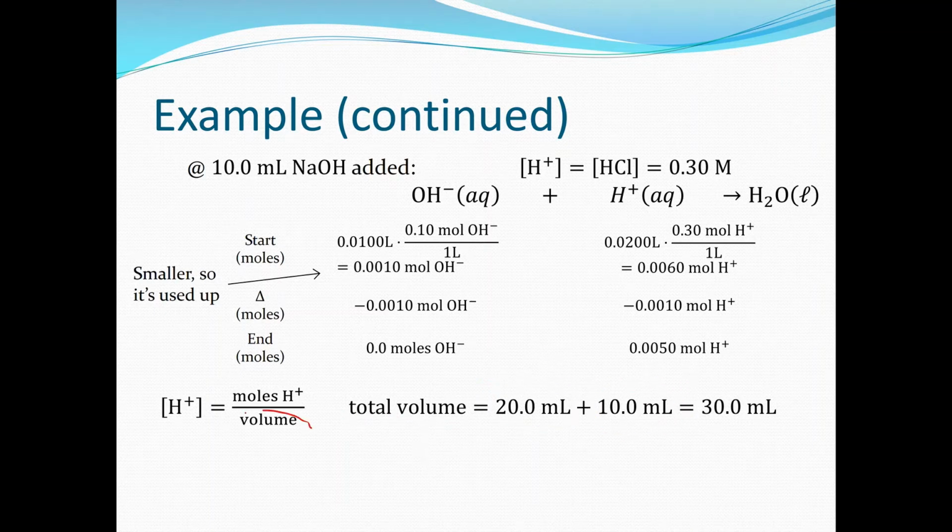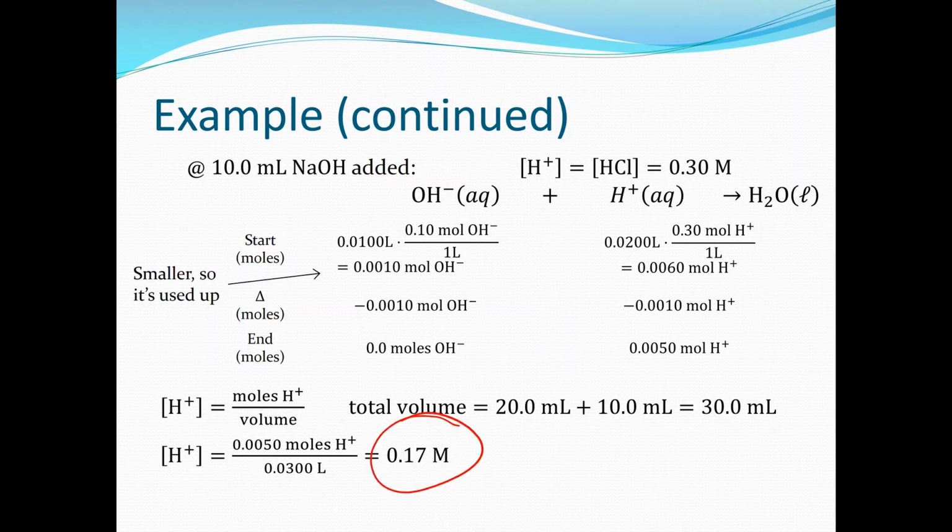Well, I need that, right? Because I need to know what the concentration of the H+ is, and so I need that total volume. So I take the 0.0050 moles of H+, divide it by 0.0300 liters, because that is my current volume, and I get a concentration of 0.17 molar. Well, that's my H plus concentration.